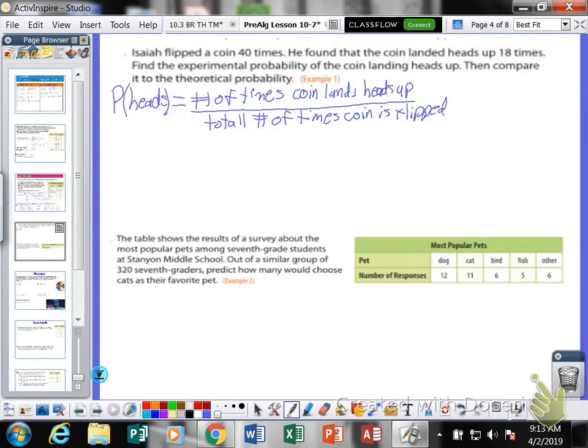So the number of times that the coin lands heads up, they told us was 18. The total number of times the coin is flipped, they told us was 40. So I have 18 over 40, which reduces to 9 over 20, or 45%. Okay, so our experimental probability, I'll just write EP for experimental probability. In this case, it's going to be 9 over 20, or 45%.